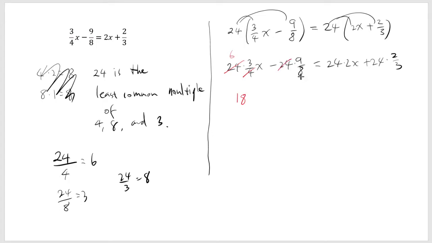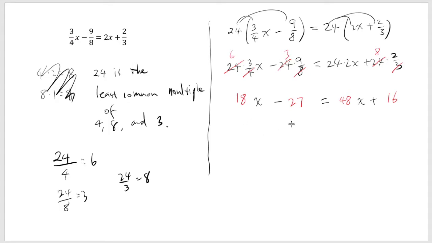Same thing here, 24 divided by 8 would be 3. 3 times 9 is 27. 24 times 2 would be 48. And 24 divided by 3 is 8. 8 times 2 is 16. So use these numbers, and now you have an equation that's a lot easier to handle than before because all the denominators are gone. Okay.